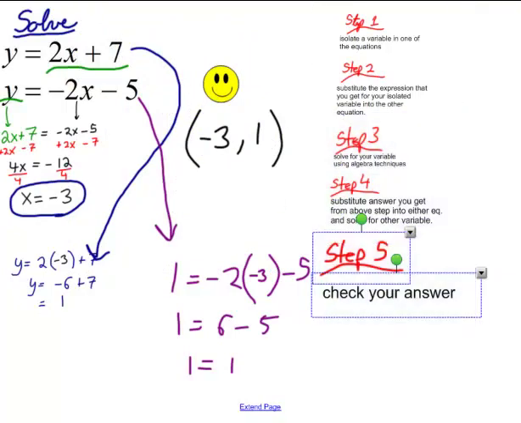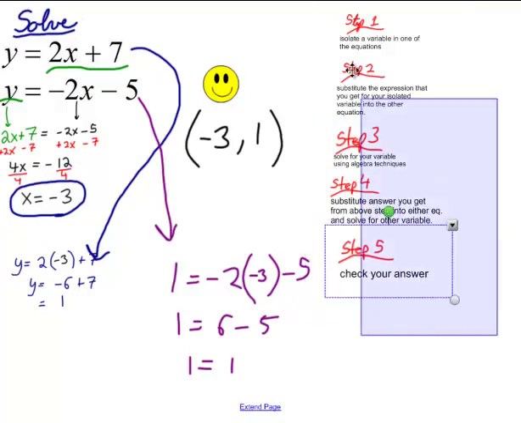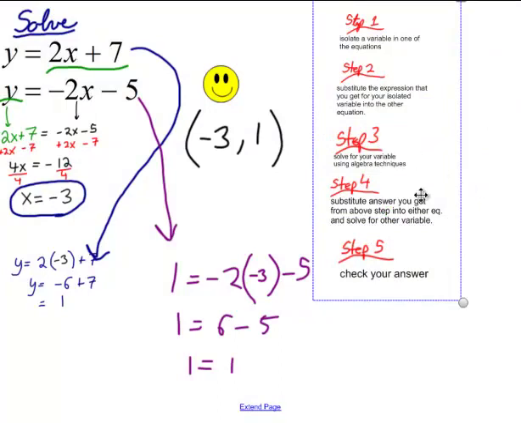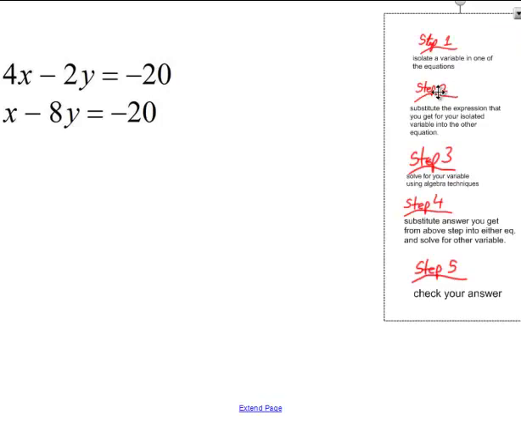Let's organize this, and we'll use this for our next slide too. So let's copy this. Alright, let's do a more difficult problem. So if we look at this problem, we'll bring our steps over here, put them on the side.